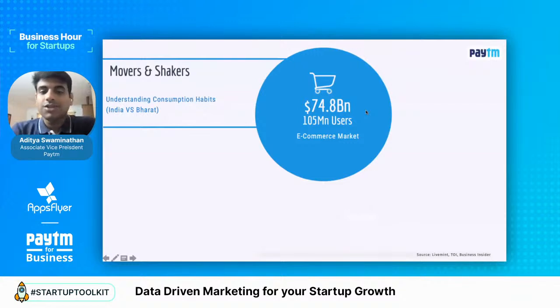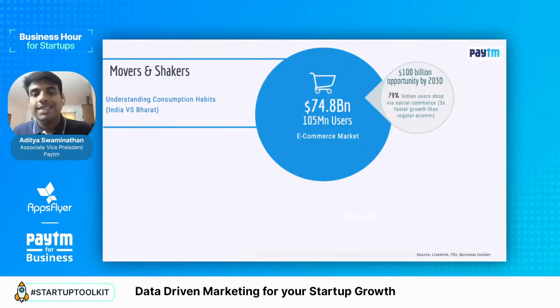Looking at the larger places where consumption is happening, e-commerce as a market is roughly about $74 billion, with a little more than 105 million customers already transacting actively across the e-commerce platforms. And this, by 2030, is expected to become a $100 billion industry, which is going to be led by social commerce, which is growing 3x faster than the e-commerce that we've been experiencing over the last decade.